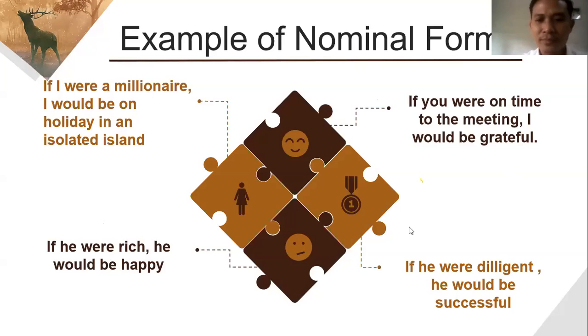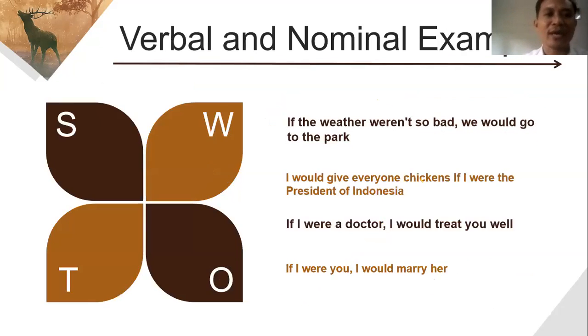Okay. If he were diligent, he would be successful. So also here we don't have a verb. All are "to be". And the only "to be" we use is "were", not "was". Hope you understand. Any question? You got it? Okay, no question. Okay, next slide.